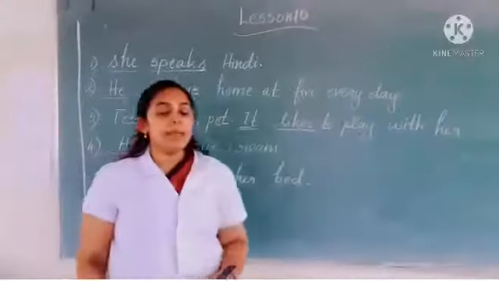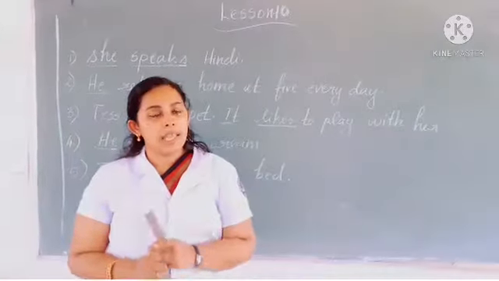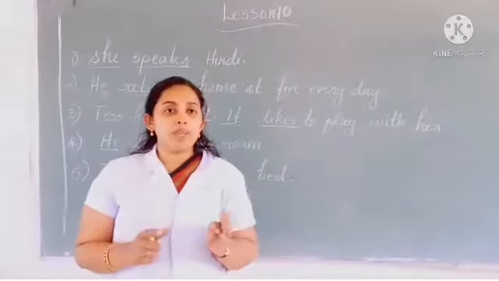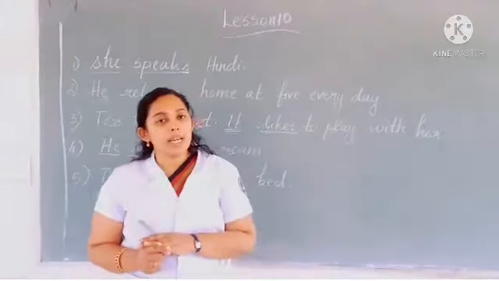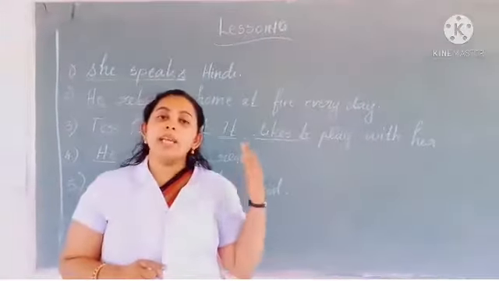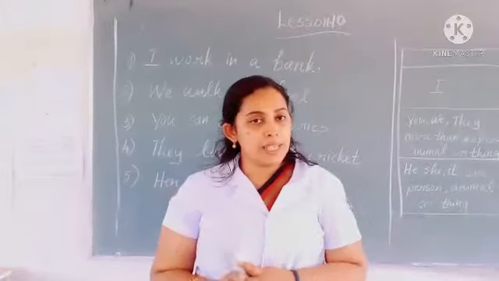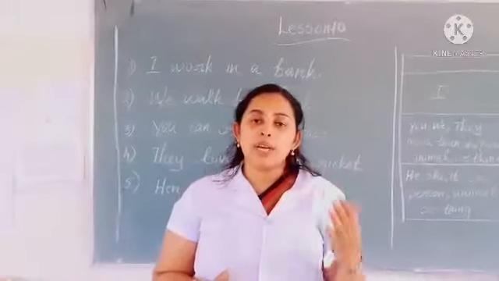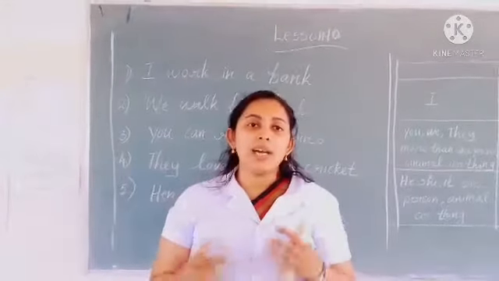So children, in simple present tense, if the noun is singular, that means only one, he, she, it, like that, we can add s with the verb. In simple present tense, with a singular noun, we can add s with the verb. If the noun is he, she or it, one person, one animal or one thing, in such cases we can add s with the verb.